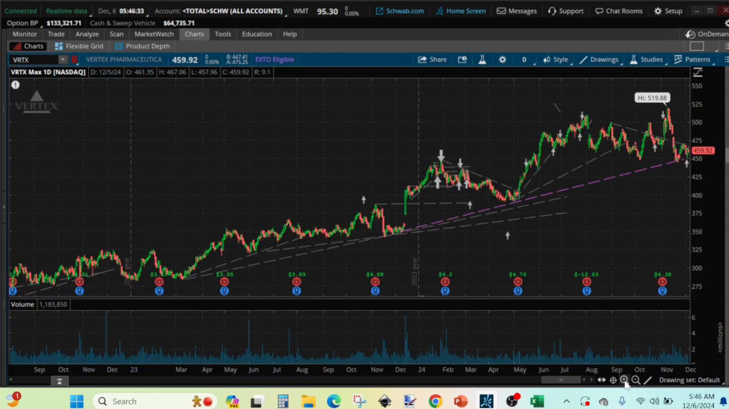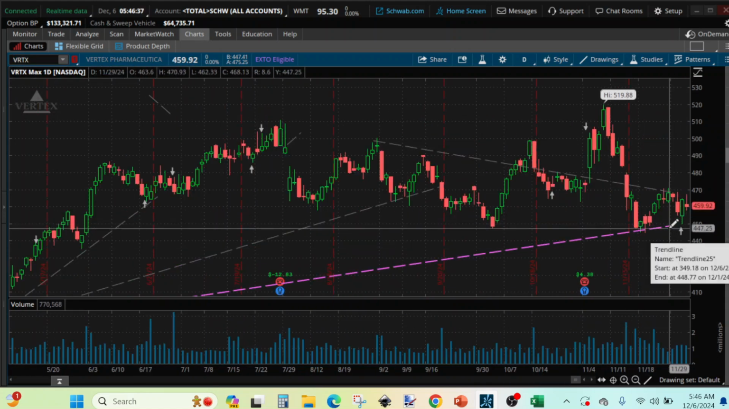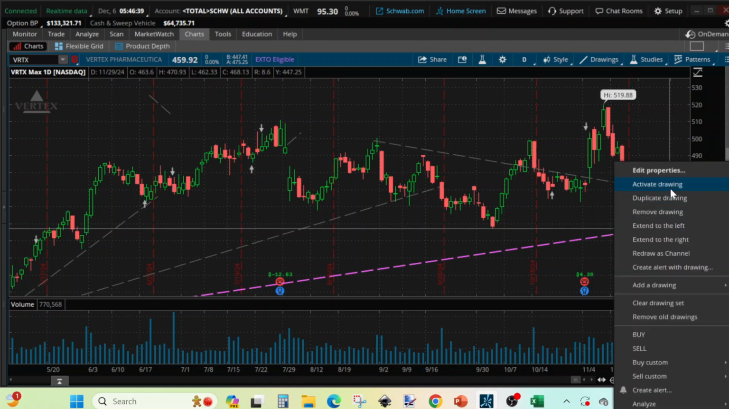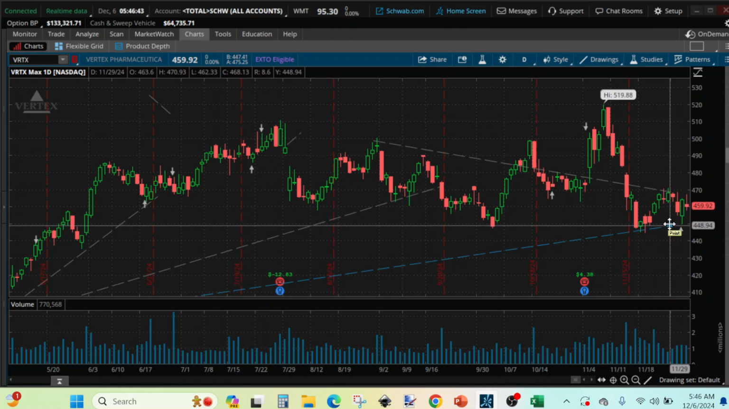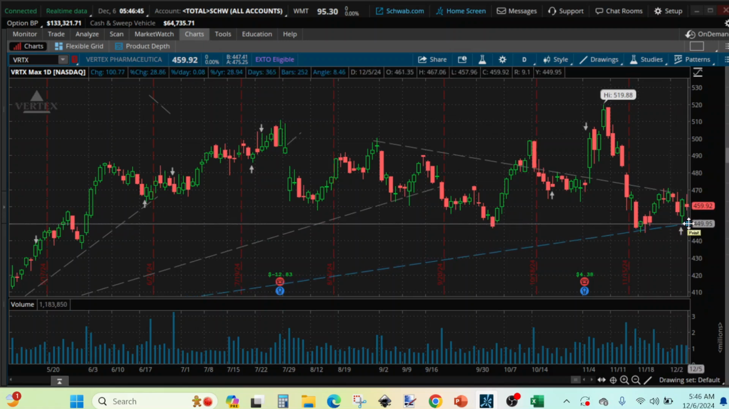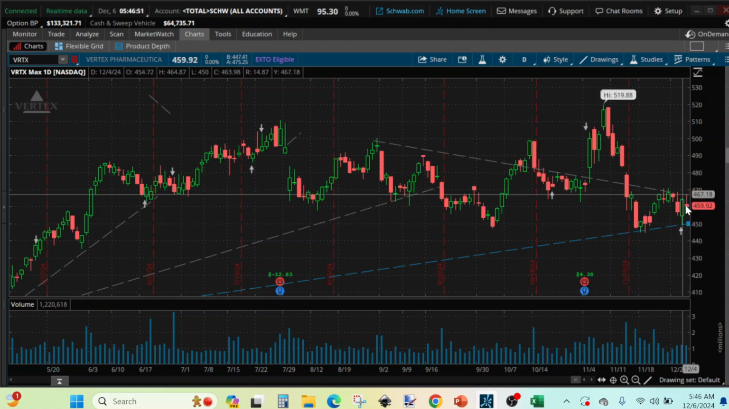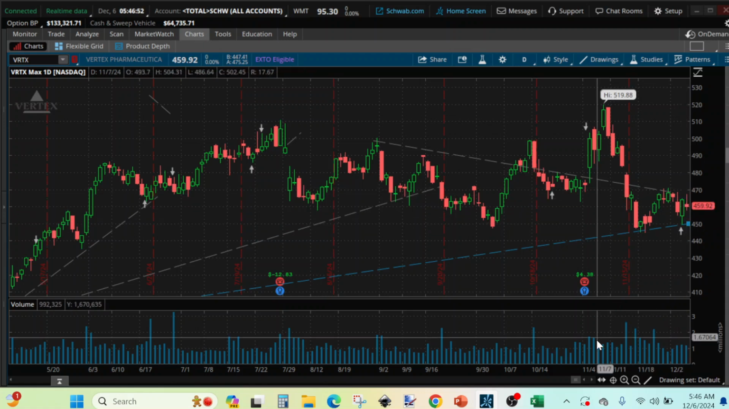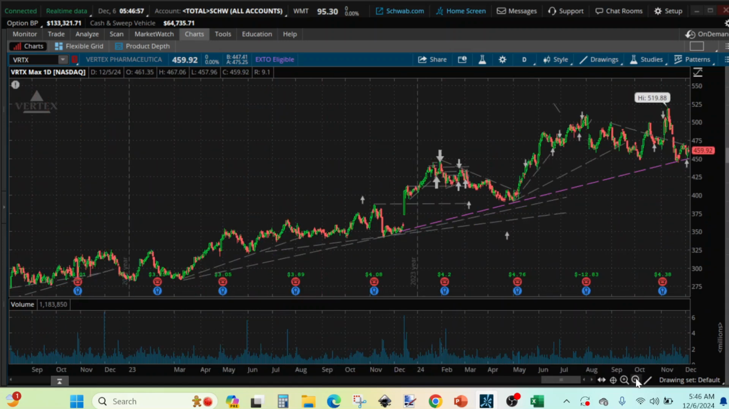We purchased it right on the purple line. Sweet, something we can practice our strategy with. So we bought it at that purple line 2 days ago. It started pulling back, and we'll just leave it there.